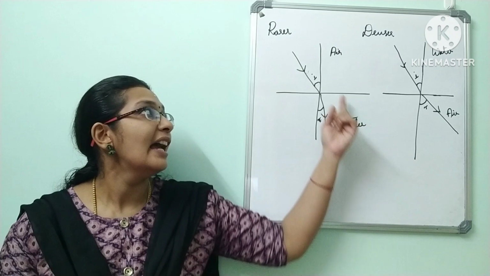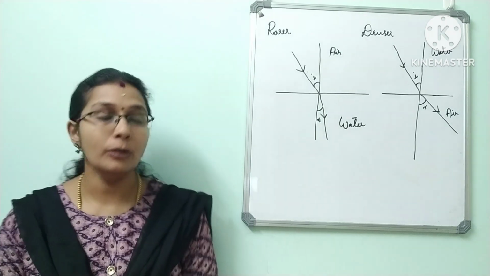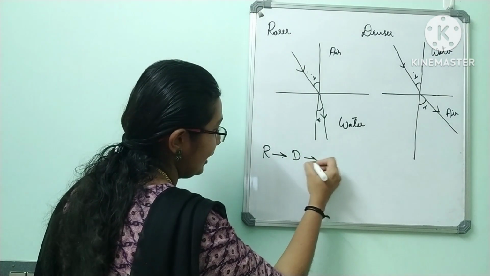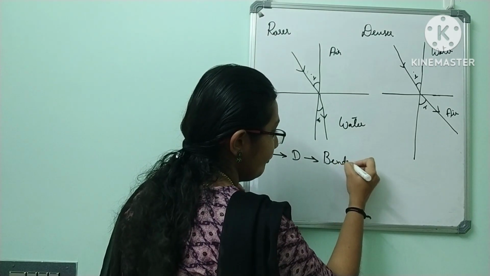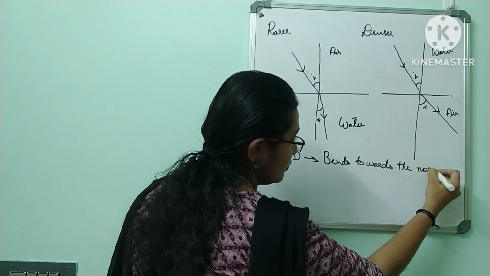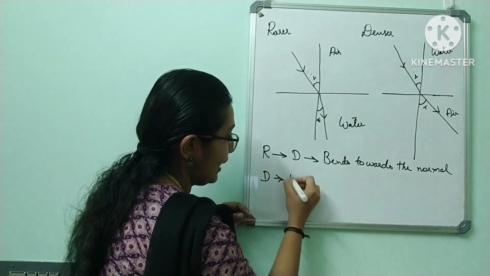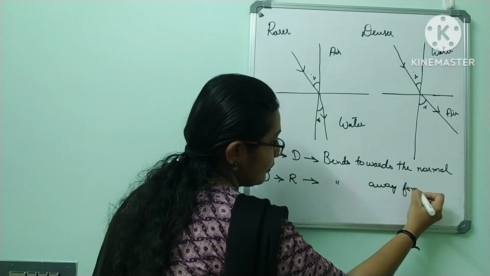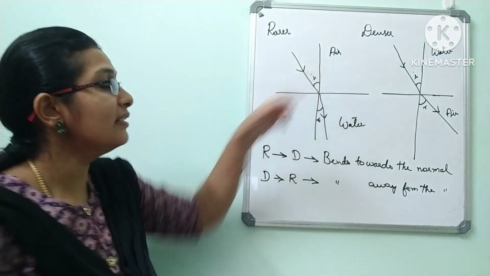Rarer means, example, air. Denser means, example, water. So note it down. When a light ray travels from rarer to denser medium, the refracted ray bends towards the normal. Whereas it is vice versa in the second case. When it moves from denser to rarer medium, it bends away from the normal. You understand? In the first case, this is the rarer medium.